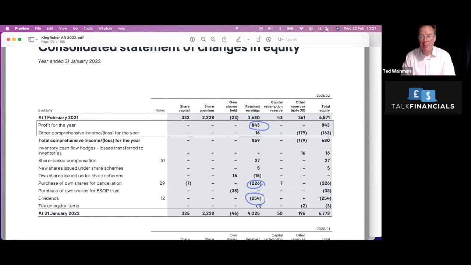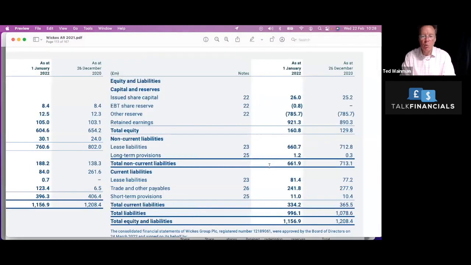And that looks like it can be maintained. What they're spending there is nearly £500 million of a retained profit of 843. So there is reinvestment back into the business going on as well. But you're getting a dividend income and capital growth in your shares, we hope, from Kingfisher. We'll look at the share price performance a little bit later on.